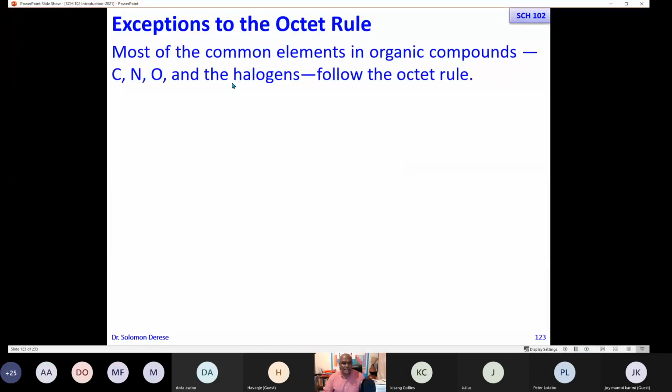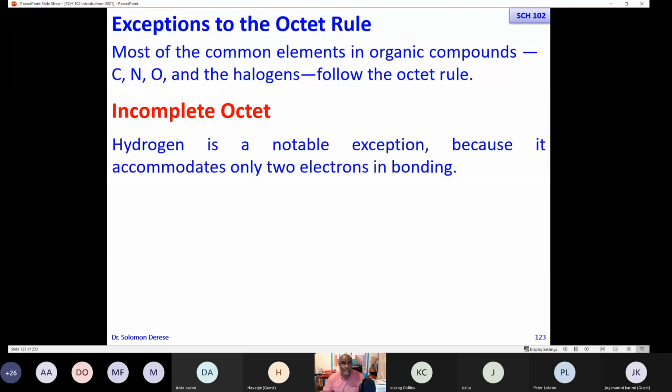These atoms, when they are involved in chemical bonding, they want to have a complete shell of outer electrons. They will want to have 8 electrons in their valence shell. So that's why we're following the octet rule. But there are elements that are involved in chemical bonding that will not have 8 electrons around them. As a result, there are molecules that have incomplete octet.